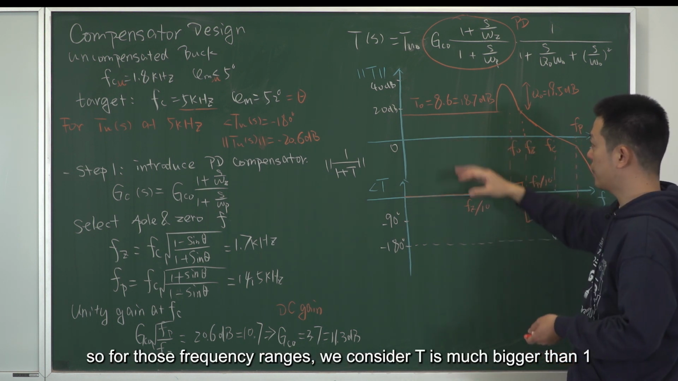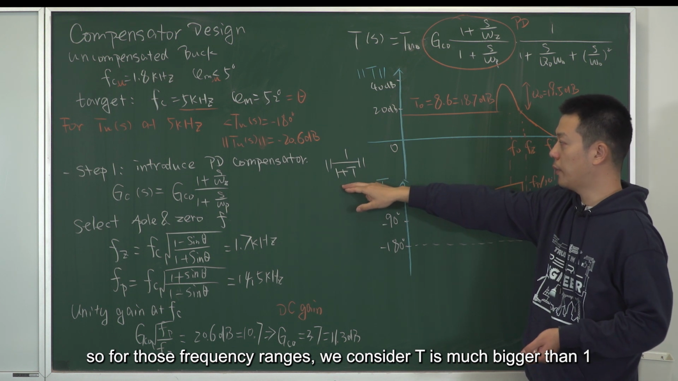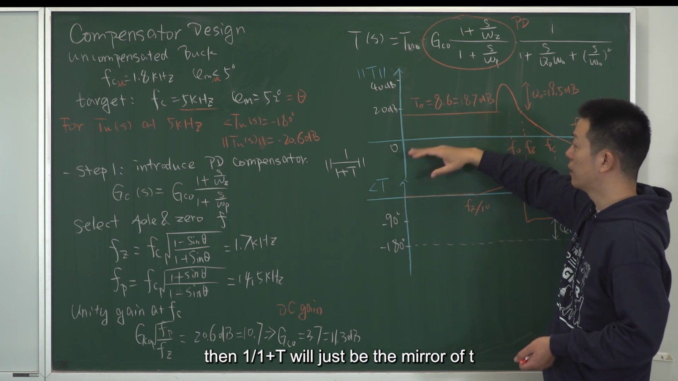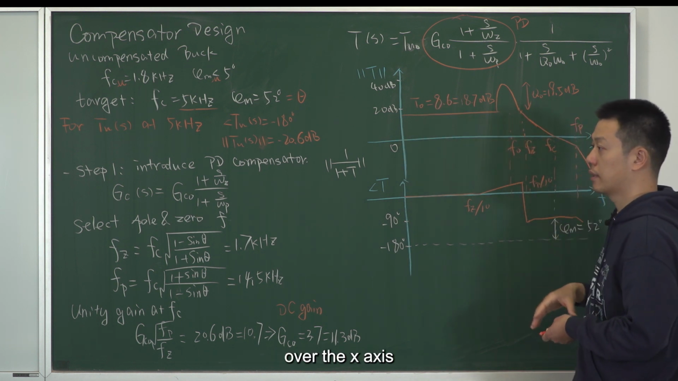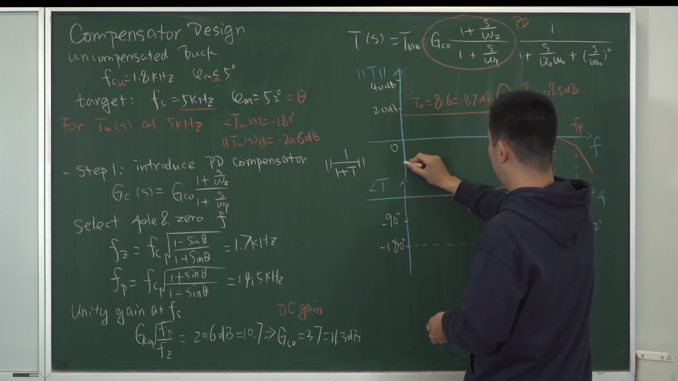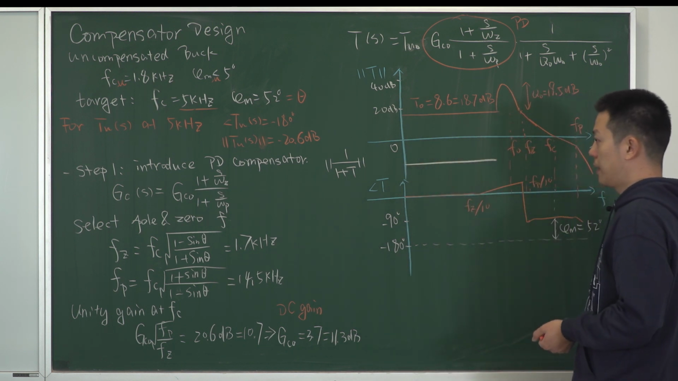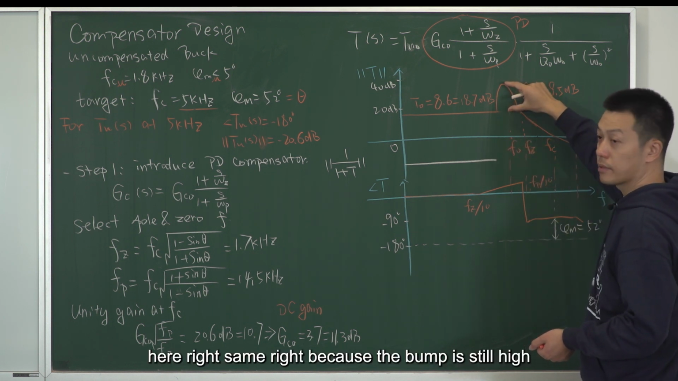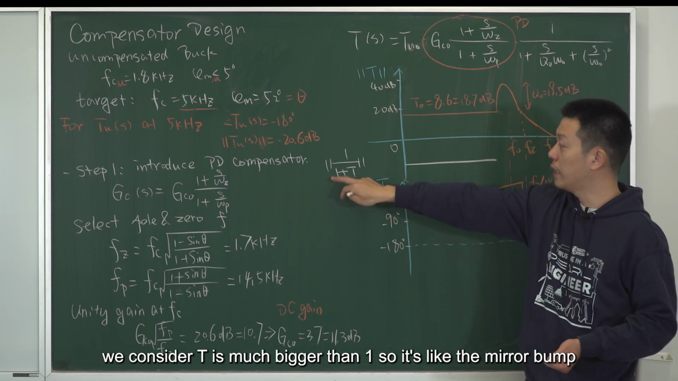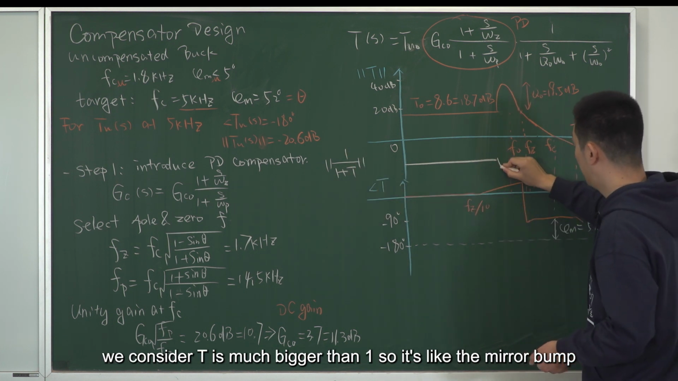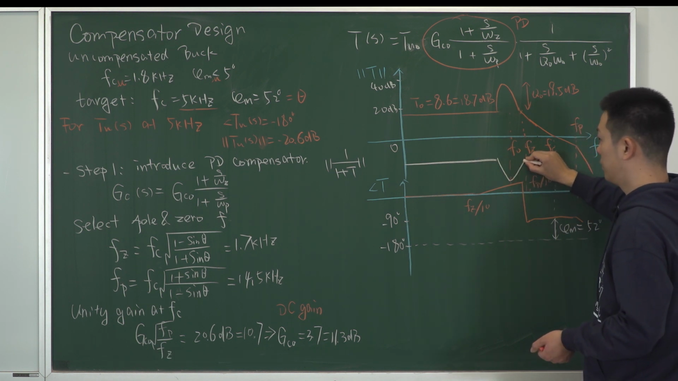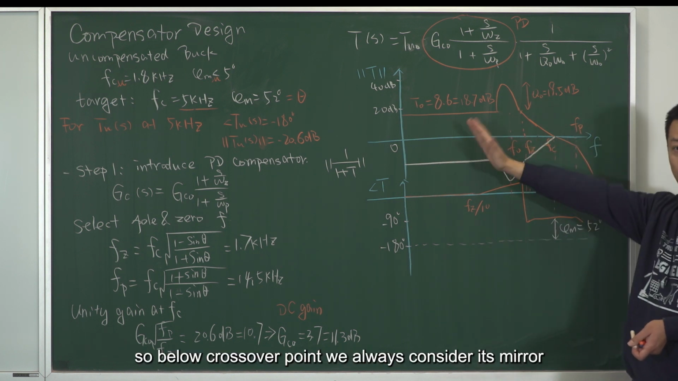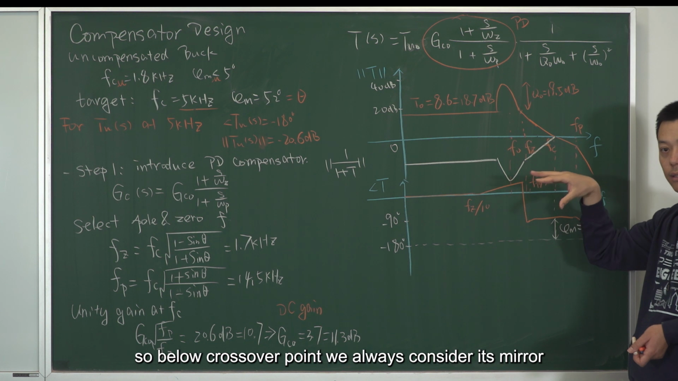So for the low frequency range, we consider T is much bigger than 1, then 1 over 1 plus T will just be the mirror of T over the x-axis, right? And here, same, because the bump is still high, we consider T is much bigger than 1, so it's like the mirror bump. So below the crossover point, we always consider its mirror.